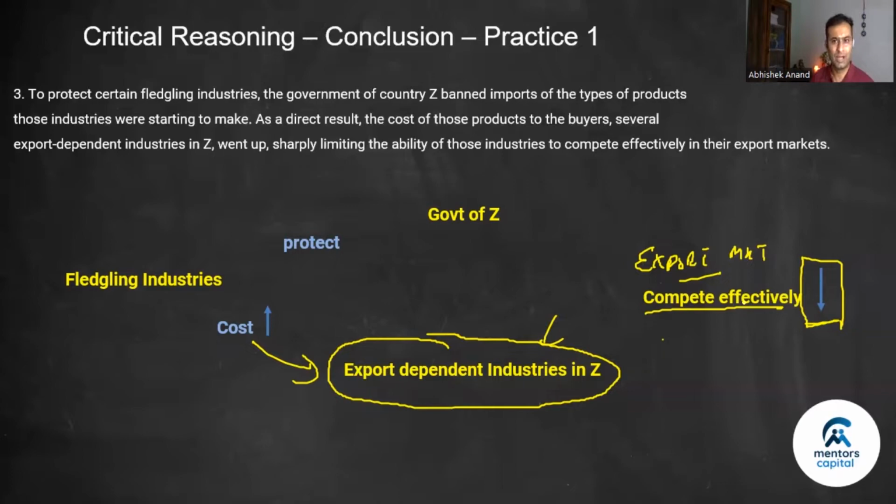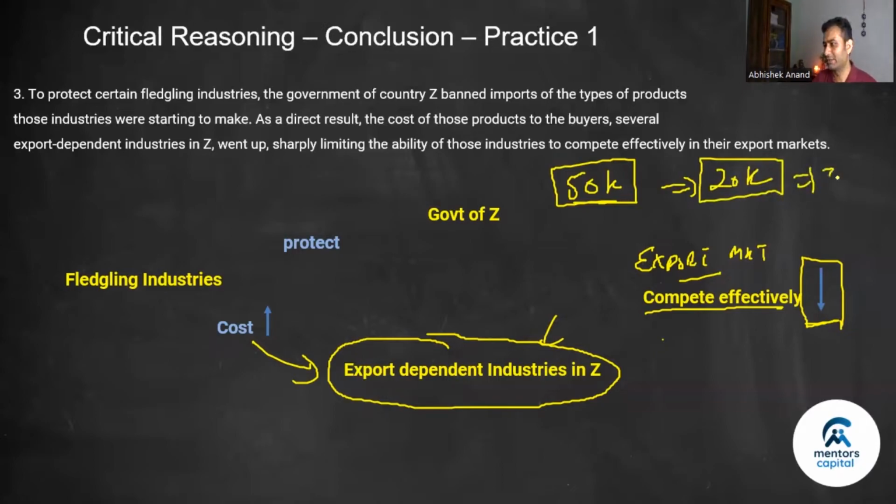Now let's say if I'm a teacher and I teach for CLAT, and let's say I charge 50,000, and my cost is 20,000. My cost is 20,000. So what is the margin that I'm making? I'm making 30,000. So this is my profit.